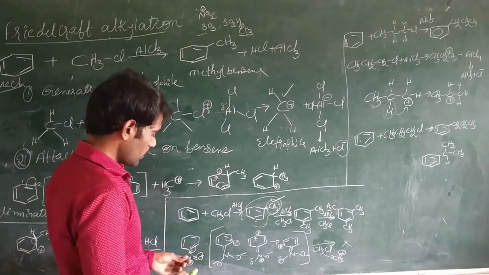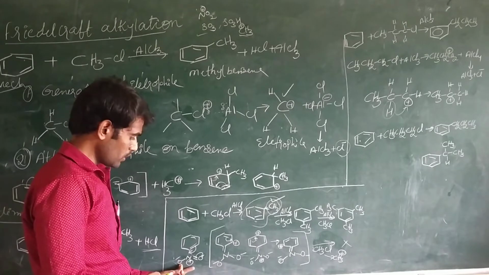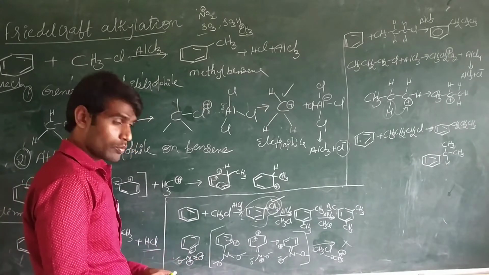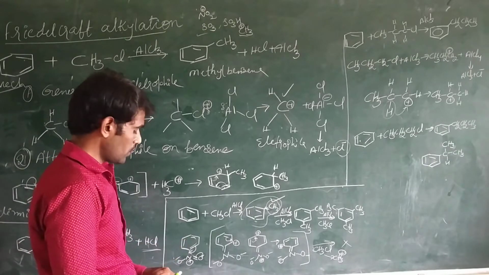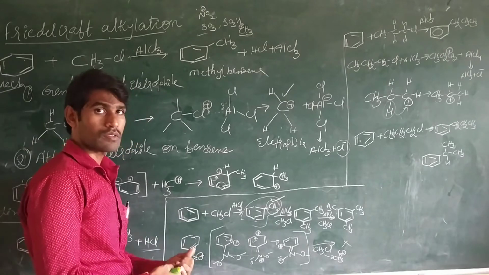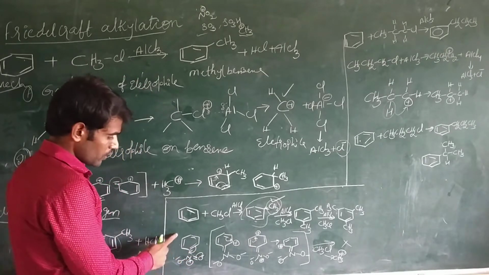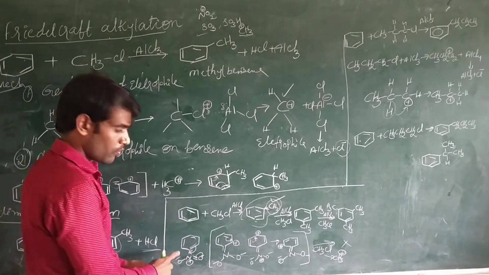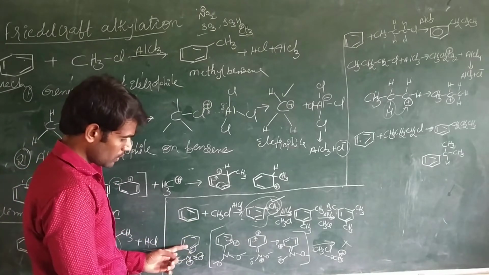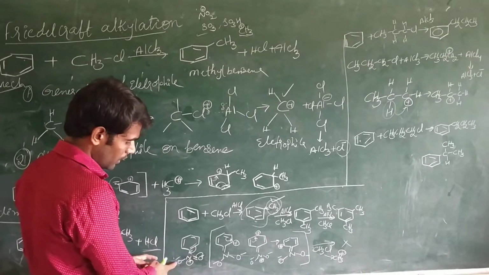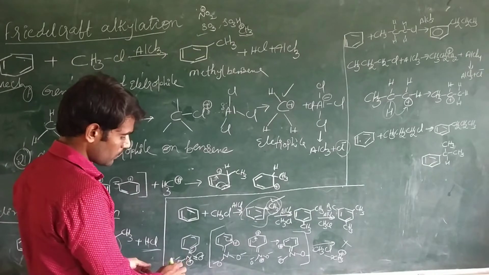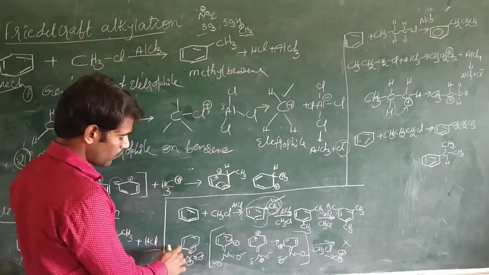And another one is with an electron withdrawing group. If any electron withdrawing group is attached to the benzene, in this case the methylation or alkylation of this molecule is difficult. If you want to attach an alkyl group to this nitrobenzene, this nitrobenzene contains an NO2 group, and this NO2 group is an electron withdrawing group. It is always withdrawing electrons from the benzene.